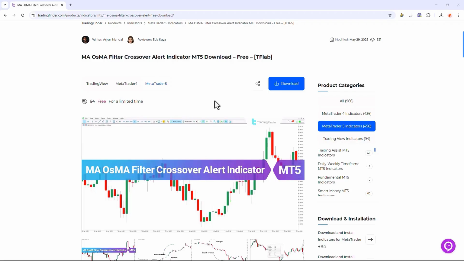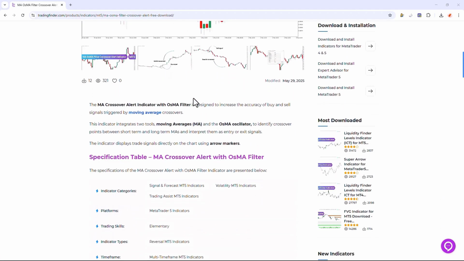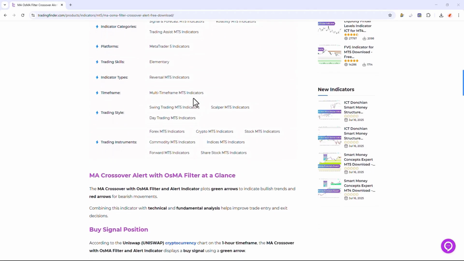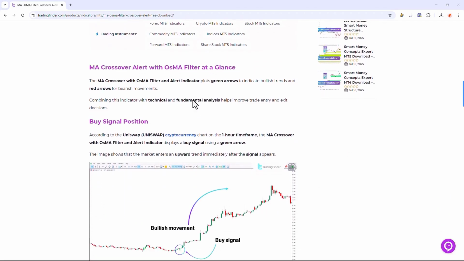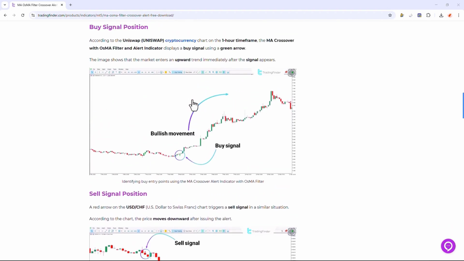the OSMA Filter Crossover Alert Indicator, which is offered for various platforms on the TradingFinder website. From this section, you can download the indicator file for MetaTrader 4 and MetaTrader 5 platforms, download it and run it on your chart. Additionally, traders can visit this page to learn how the indicator works and operates. They can refer to this page for more information about the indicator.